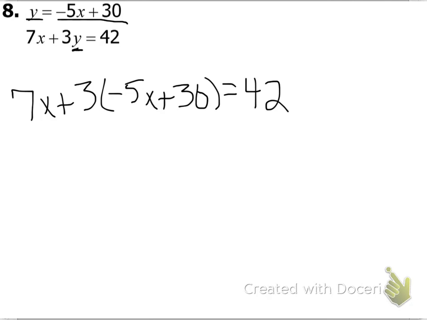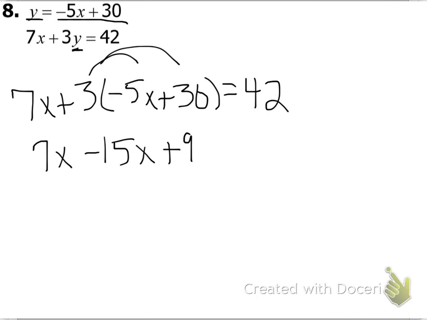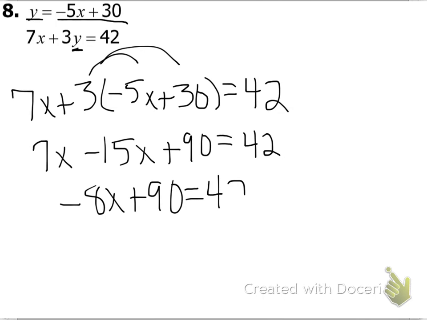Okay. So now I'm just solving for x. What's my first step? Distribute. Three times negative 5x. Negative 15x. 3 times 30. Positive 90. And then I still have my equals 42. Everyone with me still? 7x minus 15x. Negative 8x. Plus 90 equals 42.